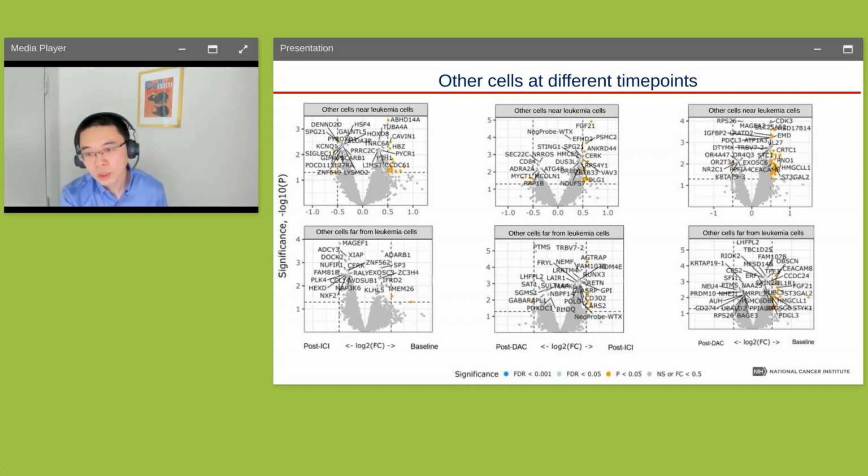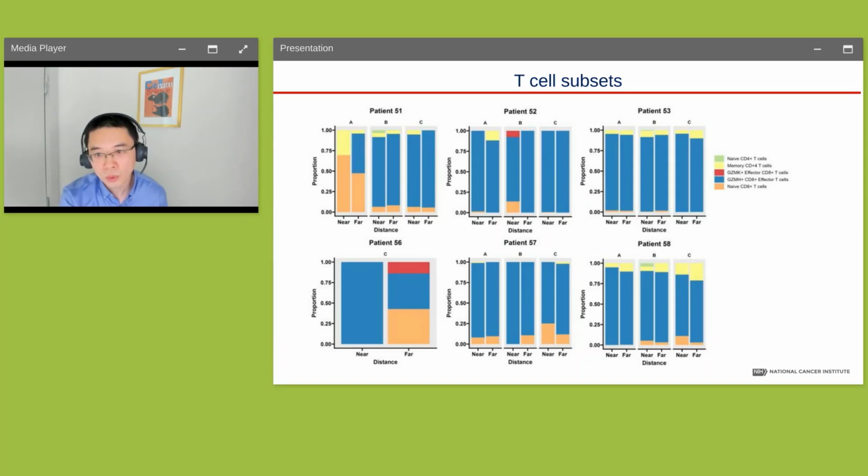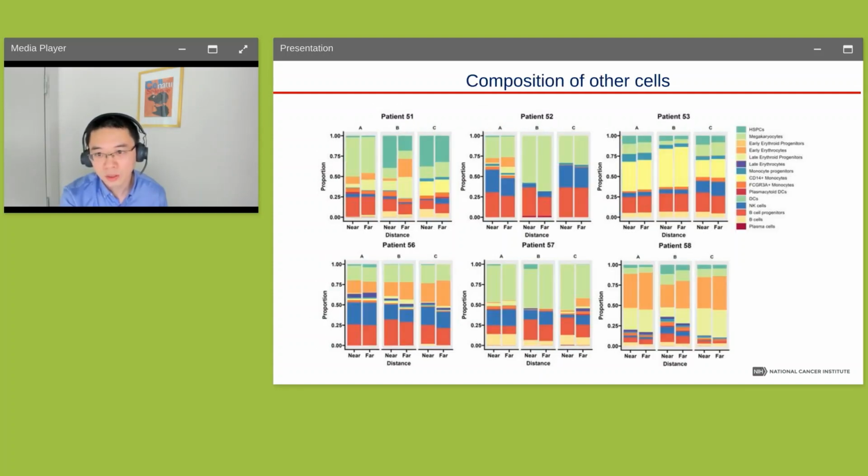To further look into this effect, we used the simultaneously obtained single cell RNA sequencing data and did spatial deconvolution. When we look into the T cell subsets, we see huge variety among different patients, and there is also dynamic change after the checkpoint at different spatial locations. This is also true for other cell types. We also performed the spatial deconvolution for the other cells, and you can also see dramatic differences after the checkpoint treatment, also at different spatial locations.